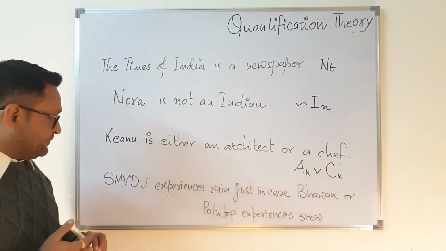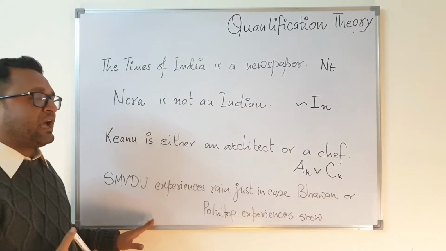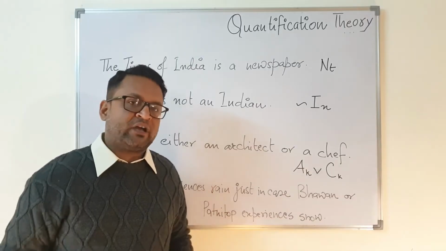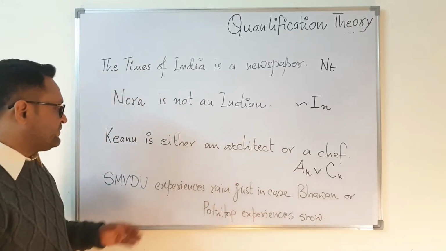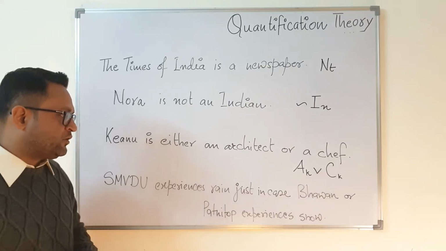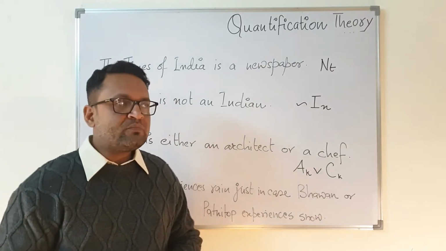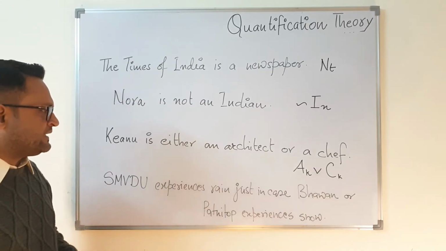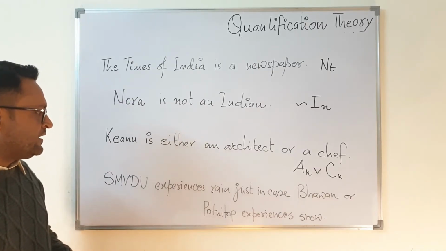So this is going to be the symbolization. And the last one, I will ask you to pause the video and check it for yourself if you can do it. How will you symbolize: SMVDU experiences rain just in case Bhavan or Patni Top experiences snow? Right, it's a very good question. This is a question which we have also taken sometimes in the examination.